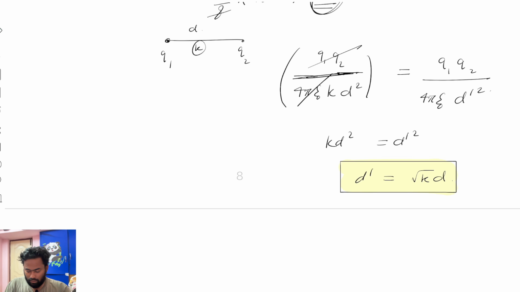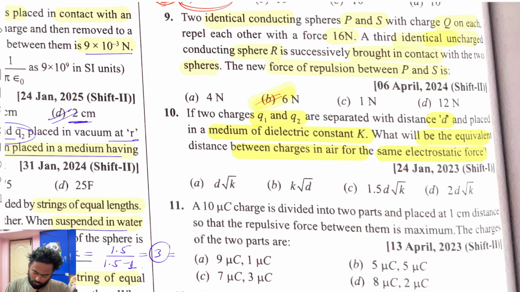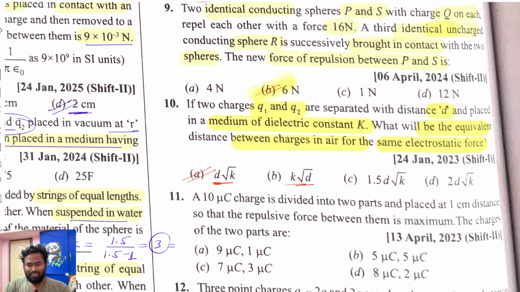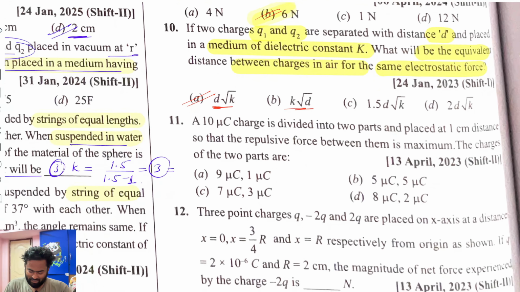At this distance you will place them in air so that the force will not change. Root K times D, first option. You have to be very careful with the options also. See, K root D, D root K. If you are able to solve and get confused with this one, then it's your bad luck, man.